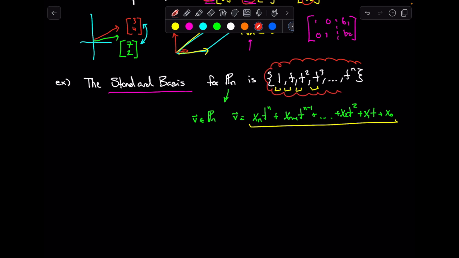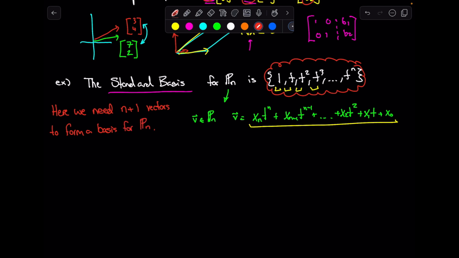How many vectors are in here? How many basis vectors do we need for the nth degree polynomial space? It turns out that we need n plus 1. We'll just say we need n plus 1 vectors to form a basis for the nth degree polynomial space.